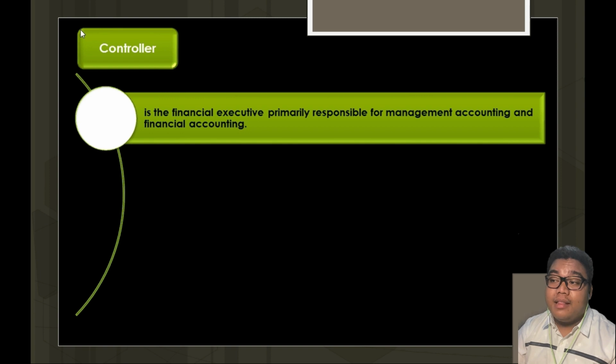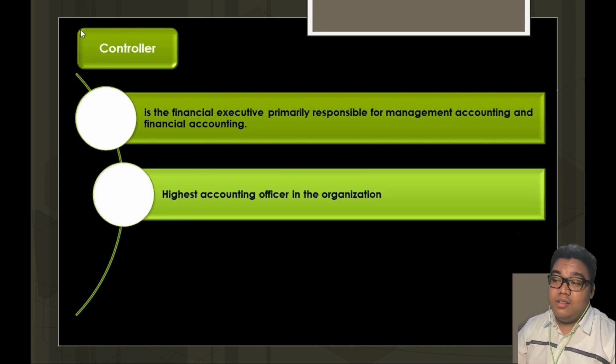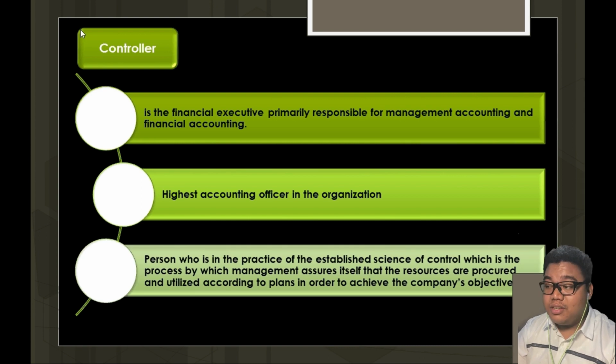So controllership, the controller is the highest accounting related position that there is in an organization. Well, the chief financial officer can be an accountant, but for an organization, the highest accounting position that there is is the controller. So this executive is the one responsible for management accounting and financial accounting. So the highest accounting officer in the organization.